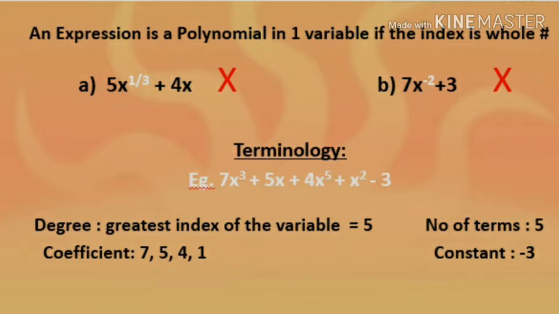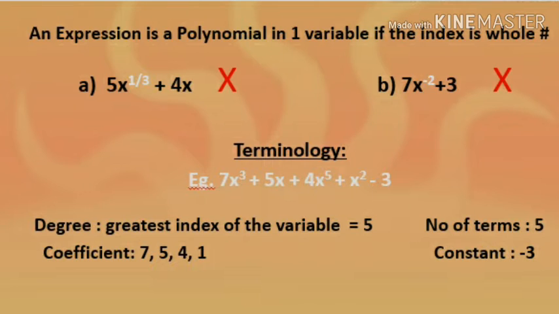Now let's look at the terminology. What is the degree of a polynomial? The greatest index of the variable. So in the example, if you see above, the greatest index is x raised to 5. So the power is 5 and hence the degree of this polynomial is 5. Now, what are the number of terms? The first term is 7x raised to 3. The next is 5x and so on. And the last one is minus 3. So the constant is also a term. So the number of terms is 5.